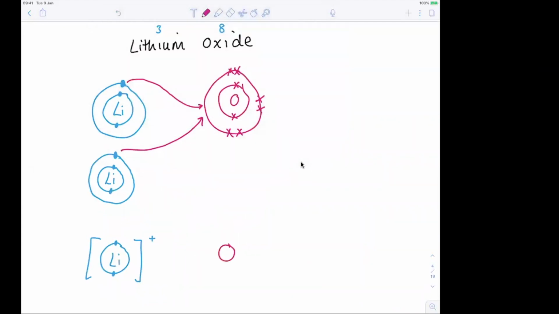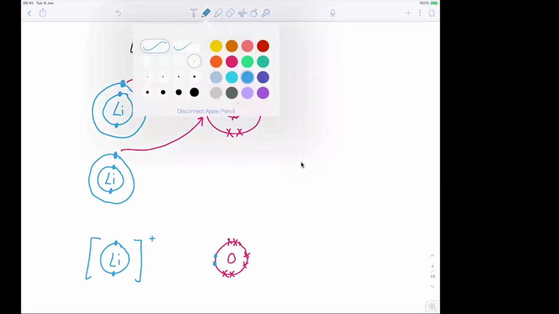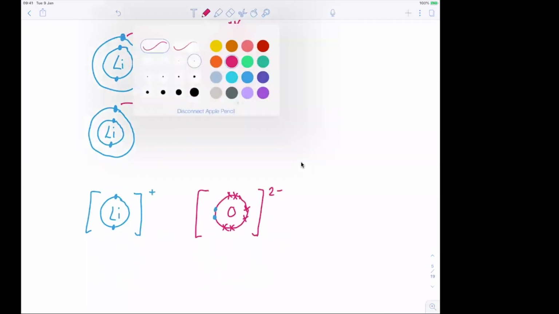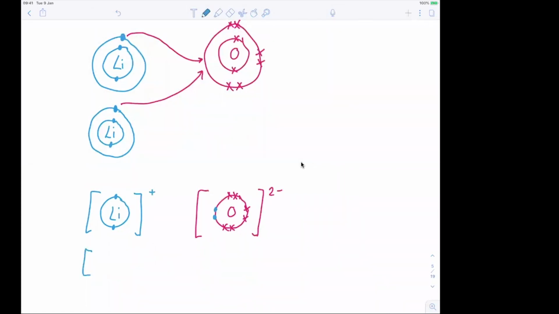The oxygen, actually I'm only going to draw the outer shell on the oxygen. It has the original 6 electrons, but then it's gained 2 electrons from lithium. And so in terms of the charge, it's got a 2- charge, but then remember, we needed 2 lithiums.